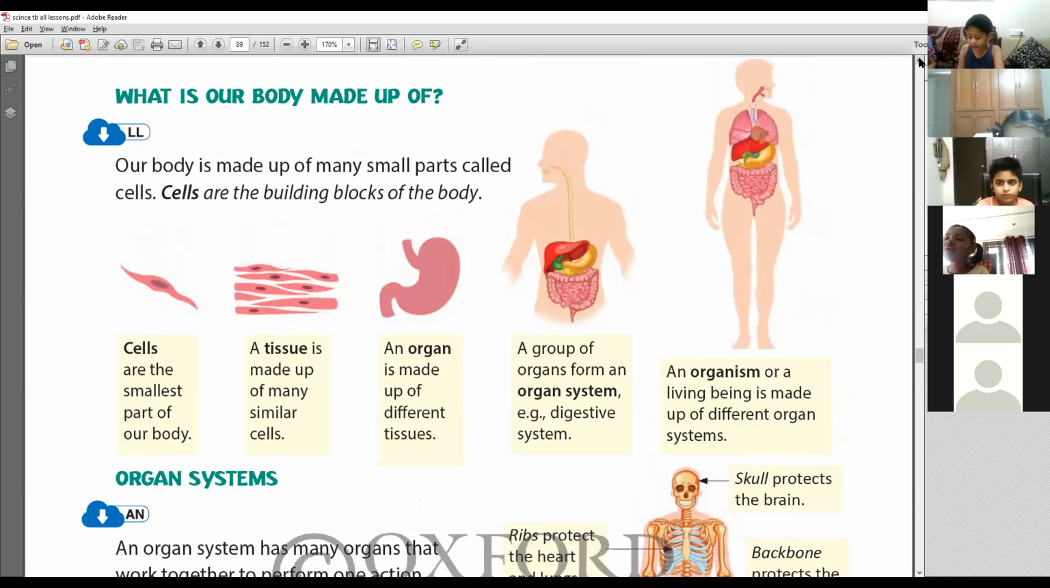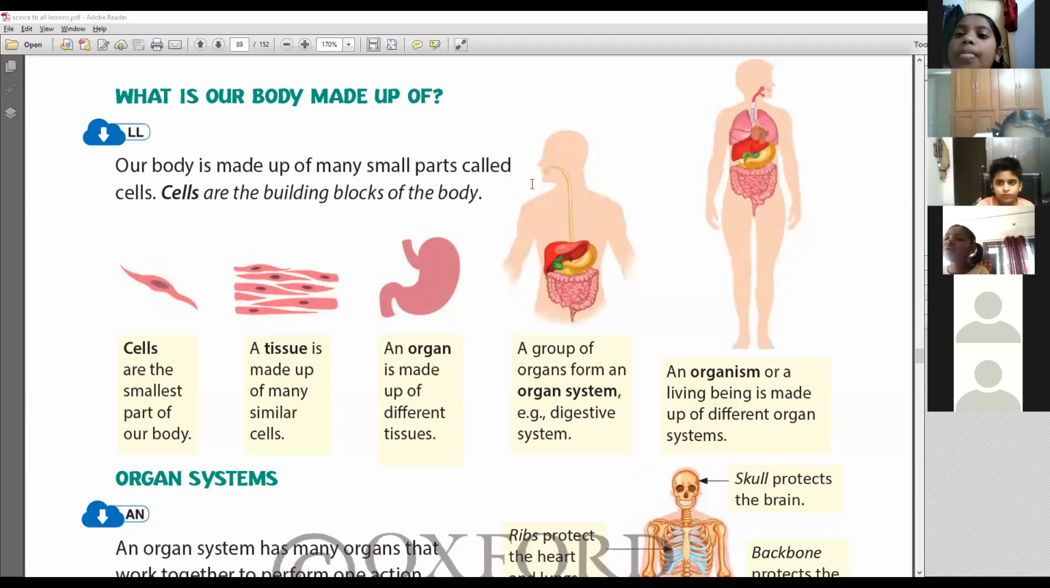Our body is made up of many small parts called cells. Cells are the building blocks of the body. Cells are the smallest part of our body. A tissue is made up of many similar cells. An organ is made up of different tissues. A group of organs form an organ system. For example, digestive system. An organism or a living being is made up of different organ systems.